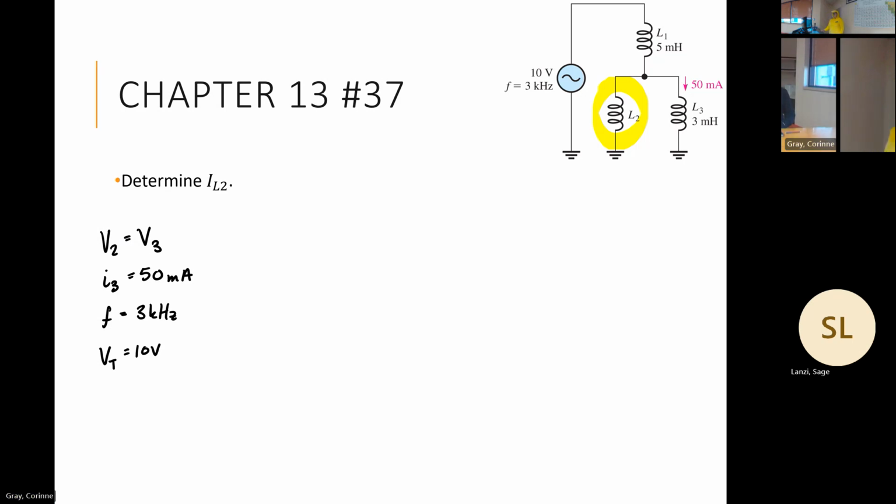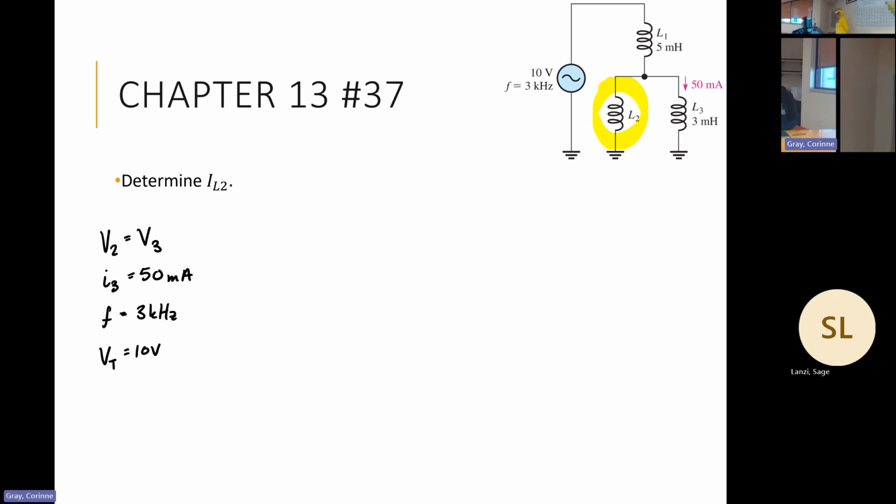We are not finding the numerical value for L2. We want to find the current through L2. Just the current. I mean, we can stop on the way if we want, but we don't have to.